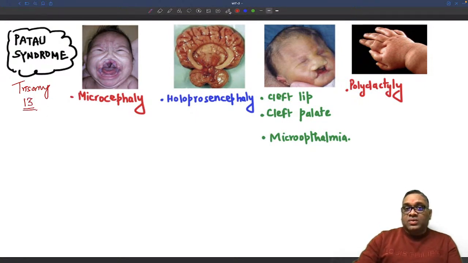And what are the findings you are going to see in Patau syndrome? They will have microcephaly. Can you see the face? Look at the face, and now you look at the head. Head is a little smaller, right? So they will have microcephaly, right?